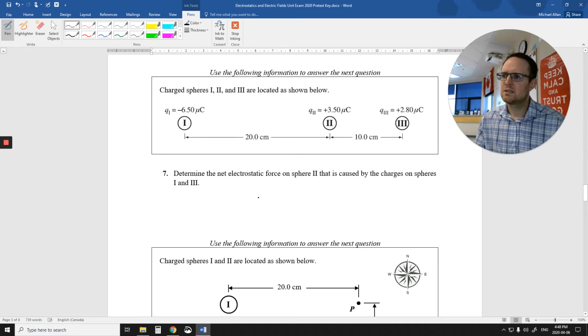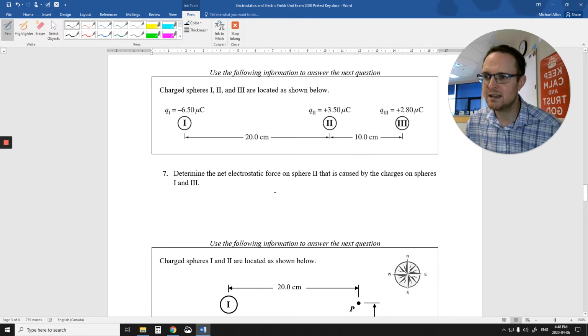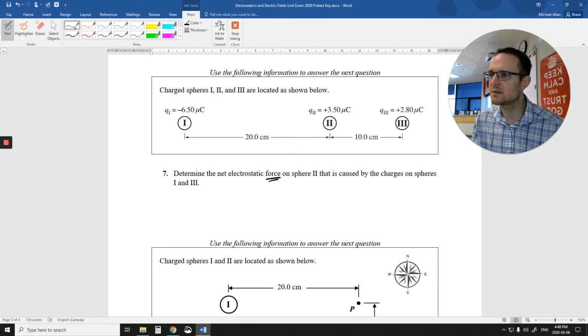Okay, so for question 7 here, we're going to take our charged objects, 1, 2, and 3. And look at, as you can see here, I want to determine the net electric force on 2 caused by the other 2 charges. So let's say 1 is a red force. So 1 is negative, 2 is positive. So what's going to happen between these is they're going to attract each other. So there's going to be an electric force this way.